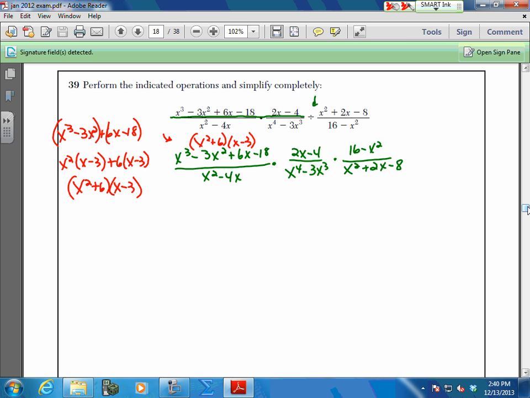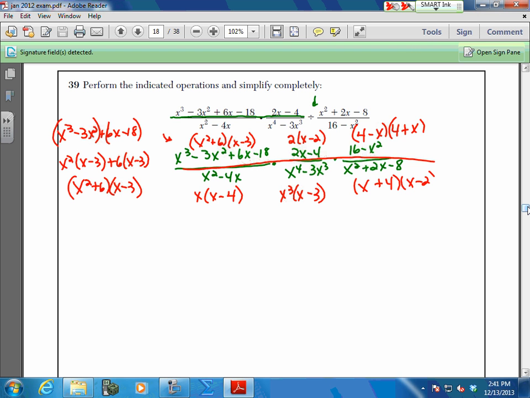In the denominator, not so bad, we can factor out an x. Remember, this is one big line. In this numerator, factor out a 2. In this denominator, their highest is x cubed. Factor out the x cubed. And the last numerator is the difference of perfect squares, 4 minus x, 4 plus x. And this denominator, trinomial, x plus 4, x minus 2.